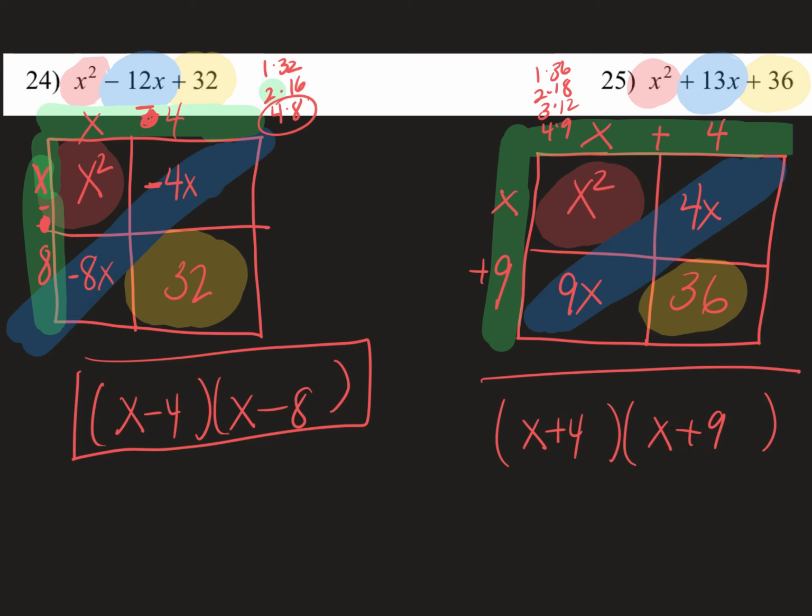And that's my answer. So I hope that you'll be able to factor with the area model easily. If you need help doing that, if you need more examples, let me know. I'm happy to give you more examples.